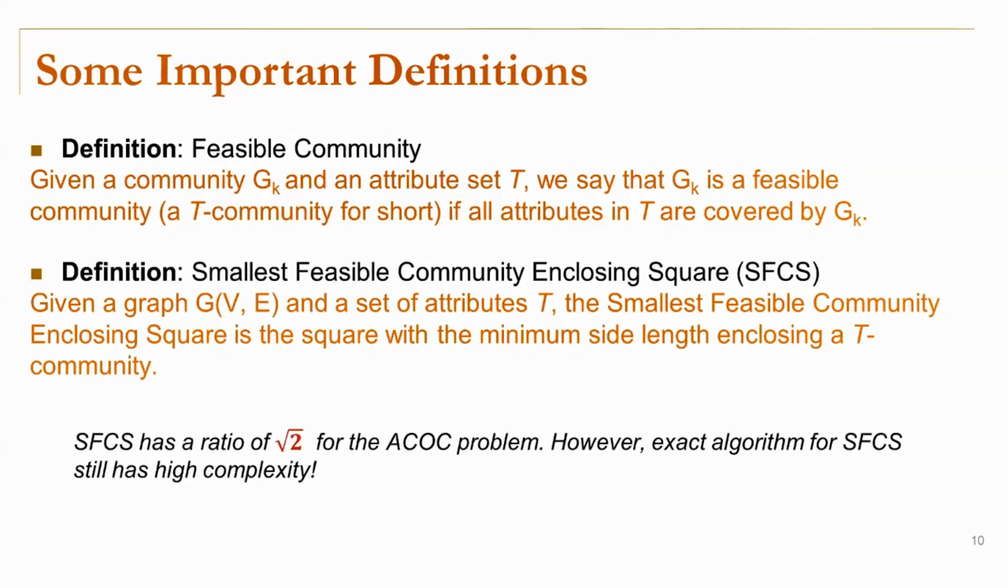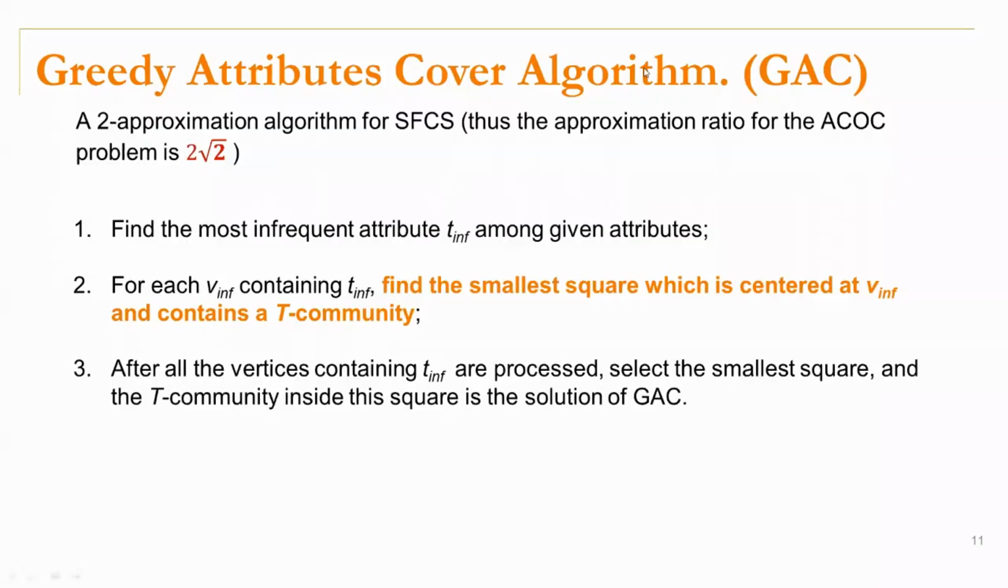SFCS has a ratio of square root of 2 for the ACOC problem. However, the exact algorithm for SFCS search still has a very high complexity. In order to find SFCS faster, we propose the graded attributes cover algorithm, which has a 2 approximation ratio for finding SFCS. And thus, the approximation ratio for finding ACOC is 2 times the square root of 2.